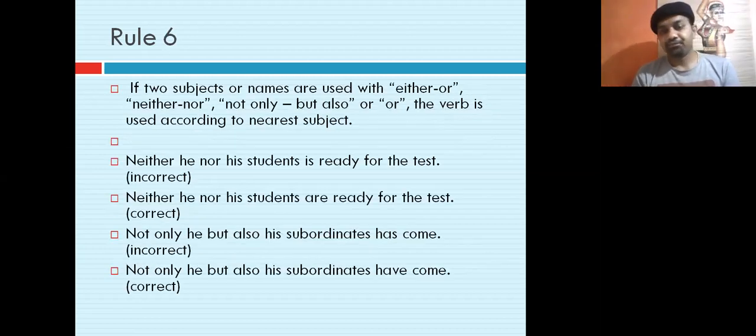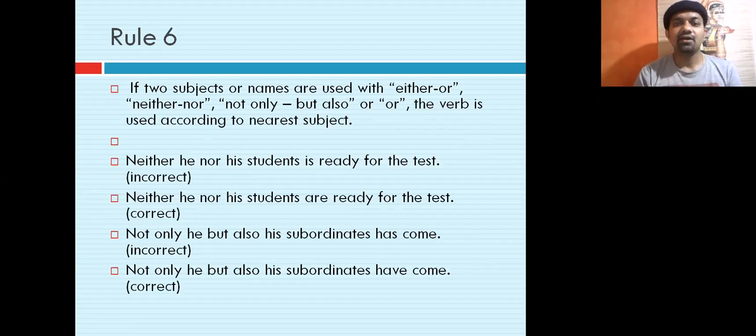Rule number 6. If two subjects or names are used with either or, neither nor, not only but also, or, what should be the verb then? In sentences like this, we should choose the verb for the nearest subject. Let me clarify that with an example. Neither he nor his students is ready for the test.